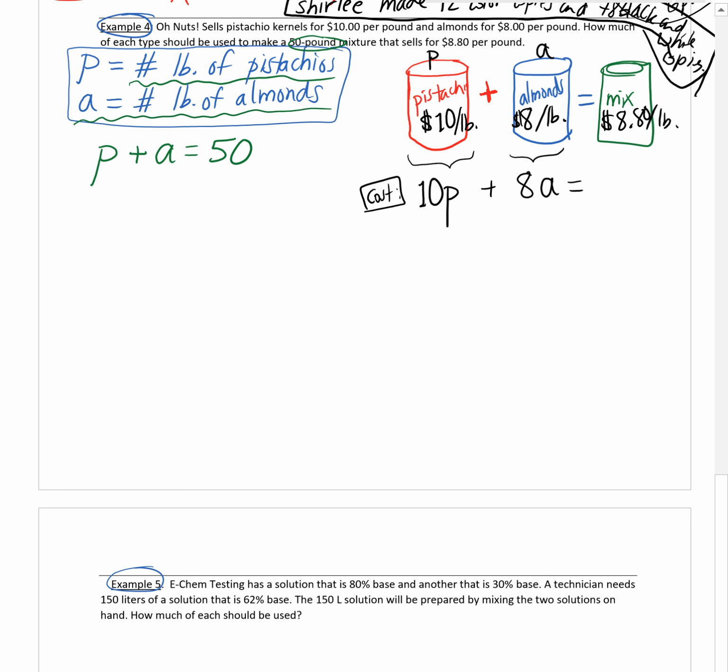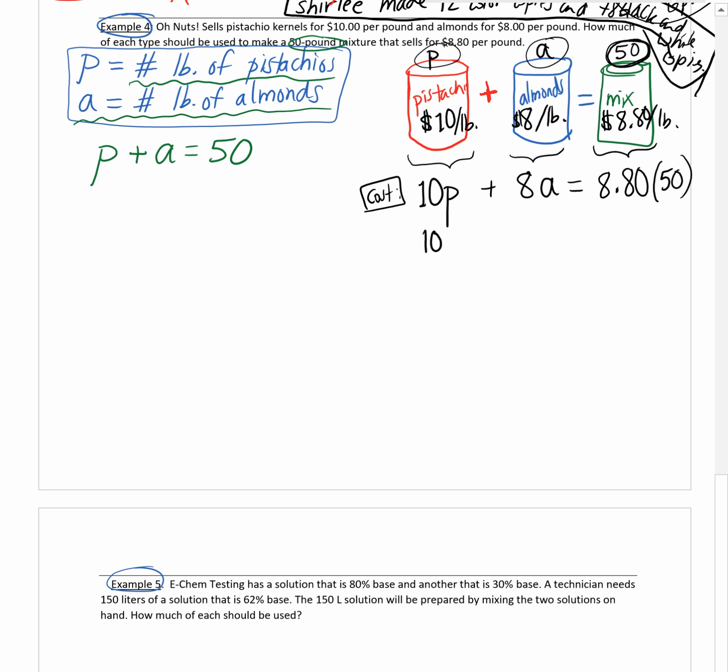And then how about for the mix? So the mix was 50 pounds, right? There were 50 pounds of the mix. How much would it cost for this mixture? Well, they said it costs $8.80 per pound, and I have 50 pounds. So that one's a little different because the mixture, I know exactly how many pounds, 50. Whereas with the almonds, I didn't know how many pounds, I just call it A. And the number of pounds of pistachios, I called P.